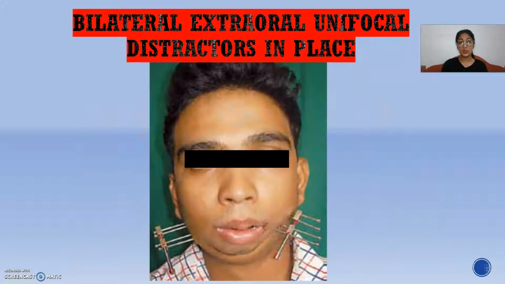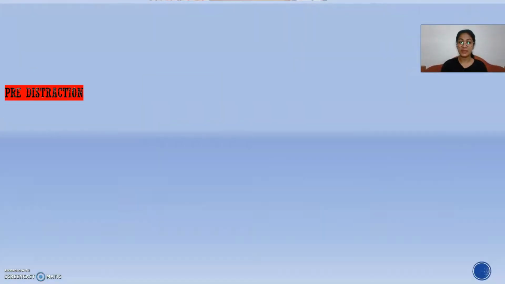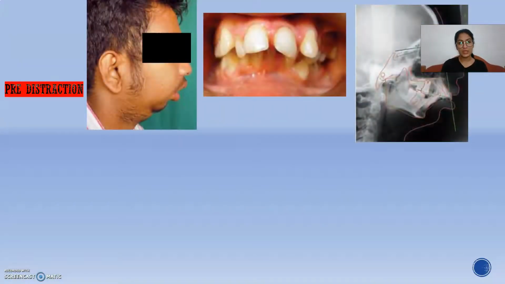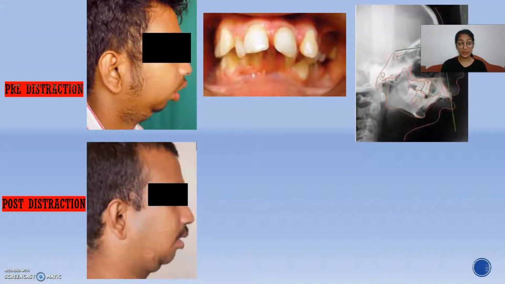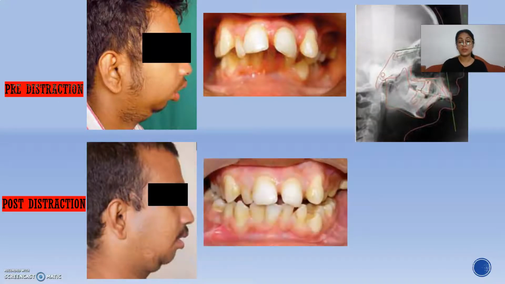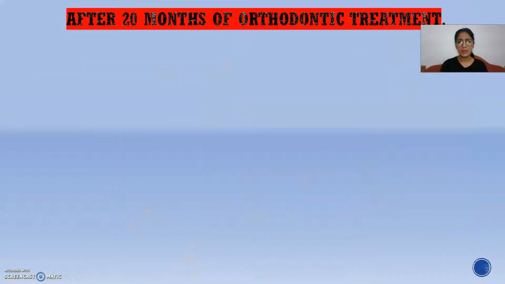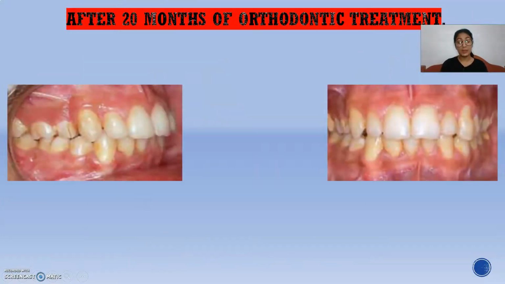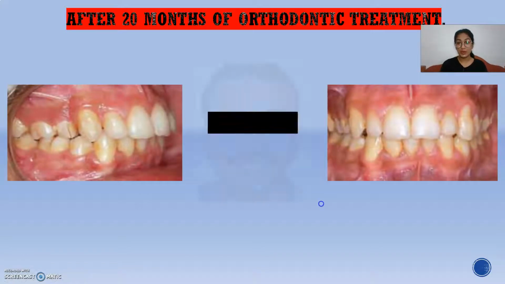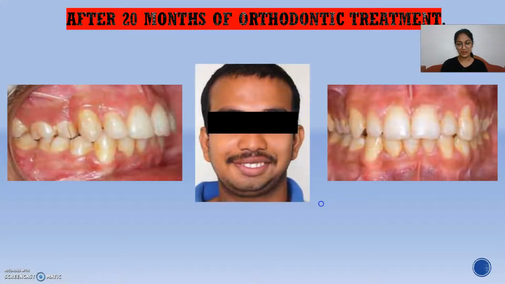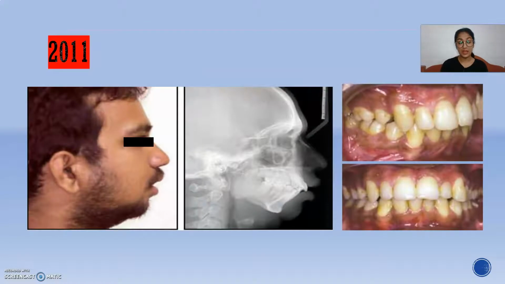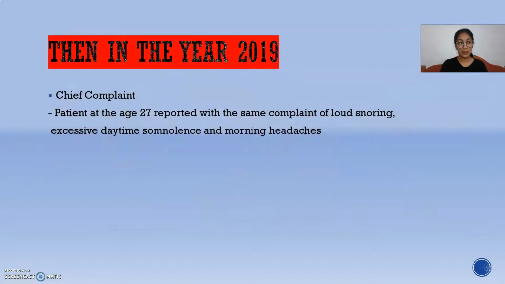The patient was treated with bilateral extraoral unifocal distractors in place, and post-distraction, the profile of the patient had improved, the malocclusion had improved, and the pharyngeal airway space had increased. So after 20 months of orthodontic treatment, the patient's occlusion was brought into ideal occlusion and the patient was satisfied. After 3 years of follow-up, the patient had no complaints.